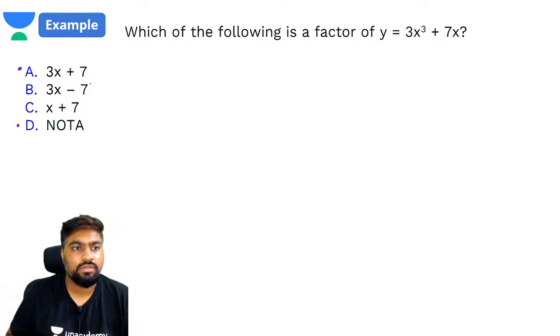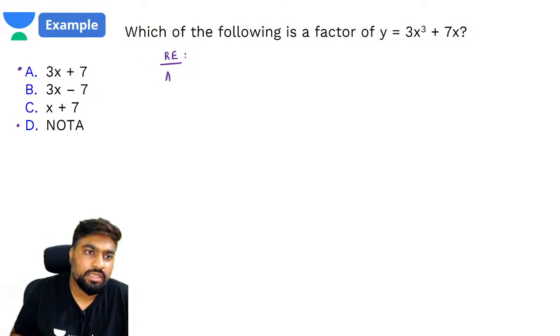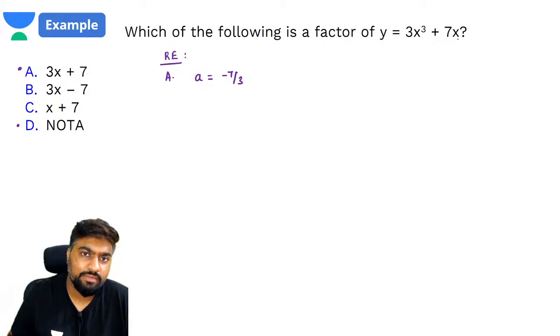How would you do this though? Reverse engineering. Yes. Try out option A. In option A, what will be the value of A? Minus 7 by 3. If 3x plus 7 should be a factor of 3x cube plus 7x, that basically means the remainder must be equal to 0, correct?